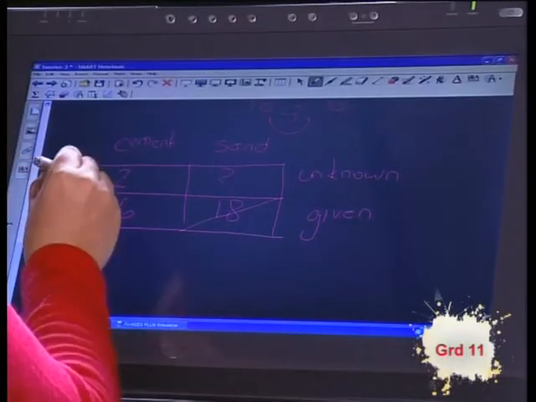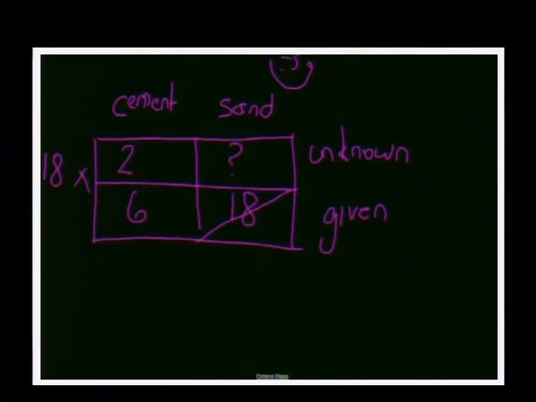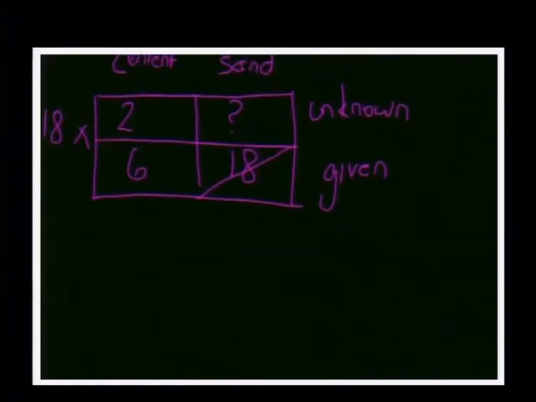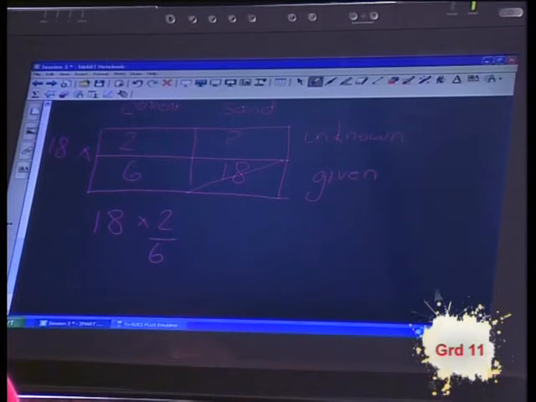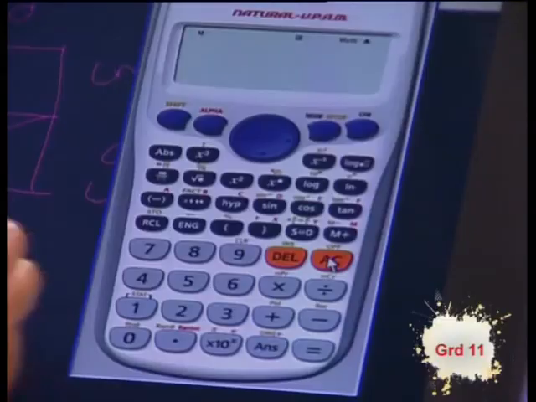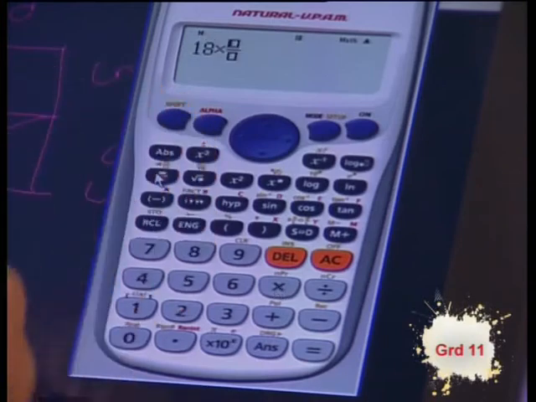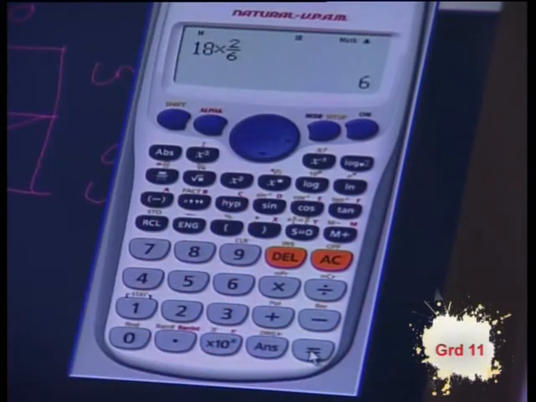Whatever is below my question mark, I cross out and I multiply on the other side. So I'm crossing out what's below my question mark, multiplying on the other side. My line in the middle here means divide. So what I'm left with here is 18 times by 2 over 6. Now let's do that on our calculator because it will be easier. So I've got 18 times by, and I can use a fraction, 2 over 6, and I get my answer of 6.